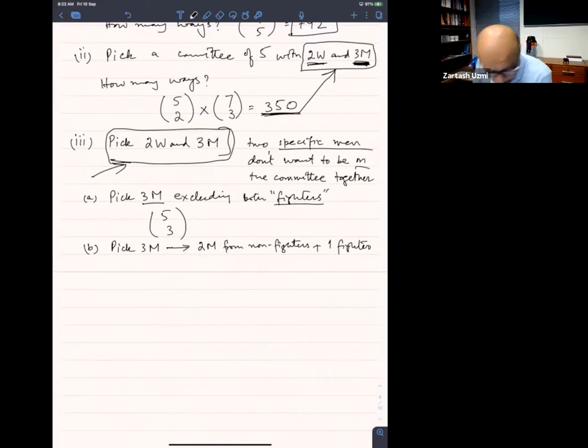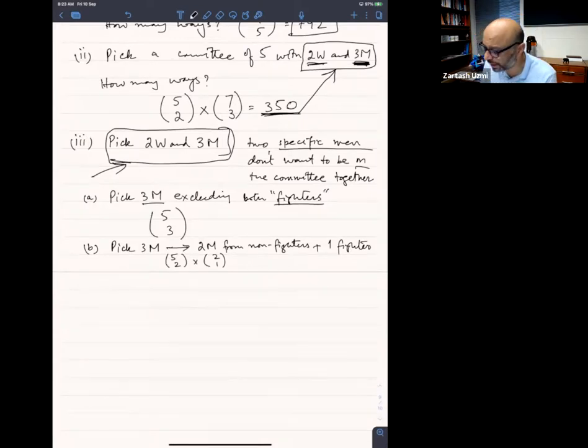Out of the 7 people, 5 are those who don't fight and 2 are those who fight. From the 5 who don't fight, I pick 2, and from the 2 who fight, I pick 1. And you know, 5 choose 2 ways of picking 2 non-fighters from 5 non-fighters, multiplied because of the basic counting principle.